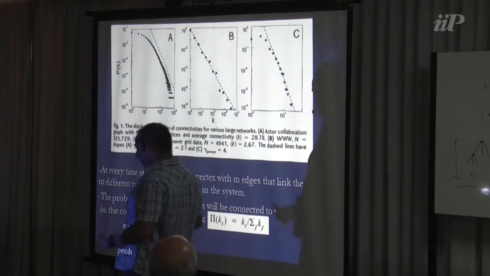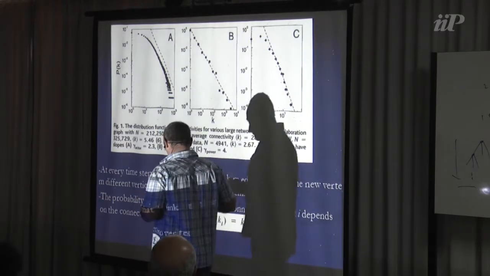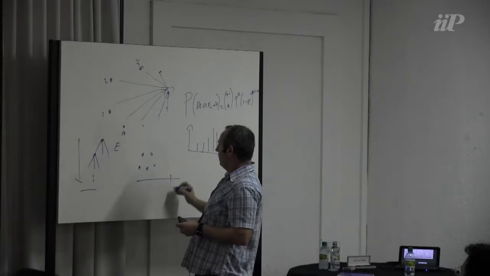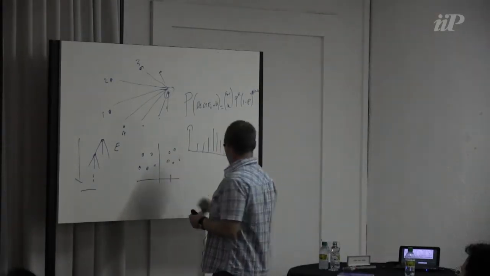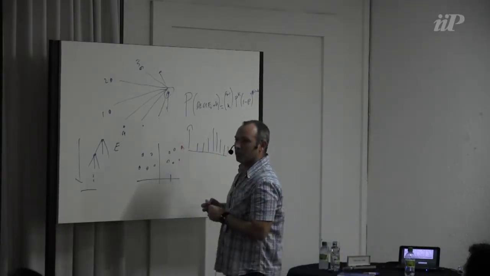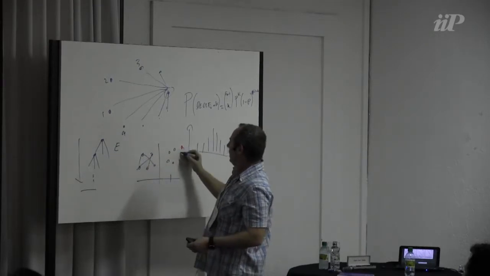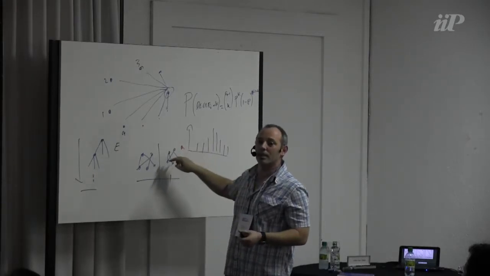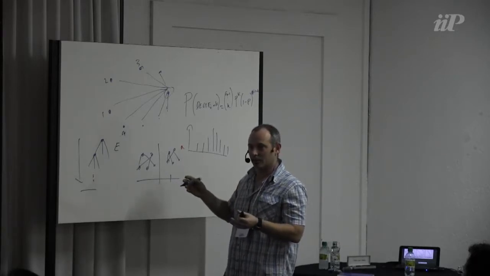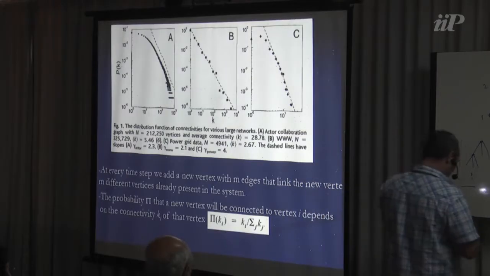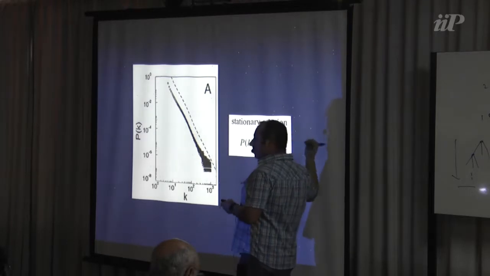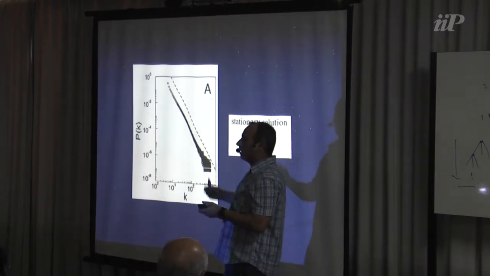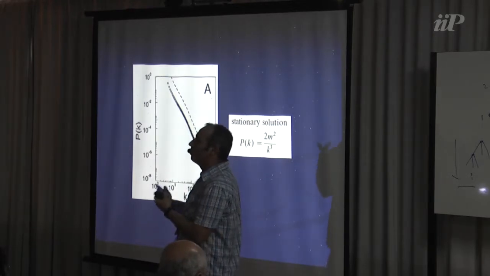So let's try to understand a little bit the model. At every time step, we add a new vertex. You have a network, okay? And now you add a new node, but it's a network, so it's connected. And this one will connect preferentially to nodes that have a large degree. They show that with this very simple model, the stationary solution is proportional to k to minus 3. Okay, so the model gives power law distributions.